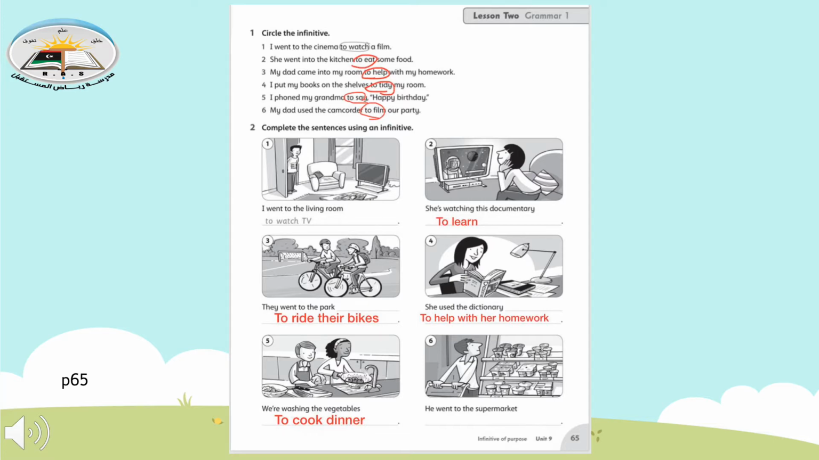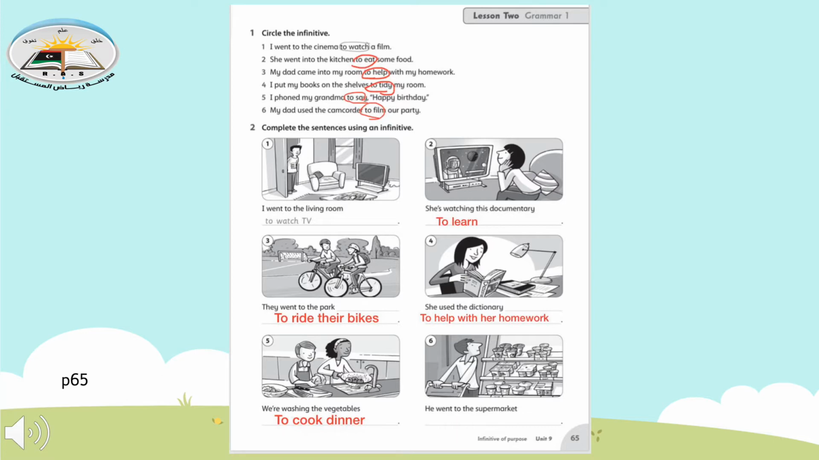Number 5, we have we were washing the vegetables. The answer should be to cook dinner.